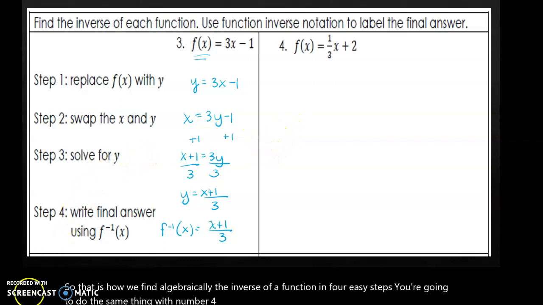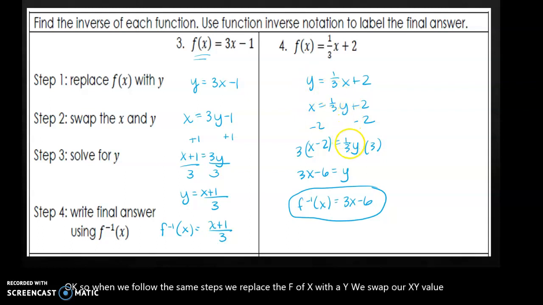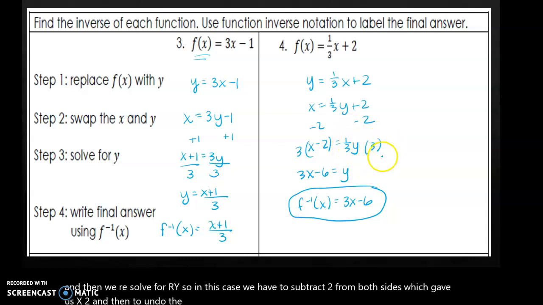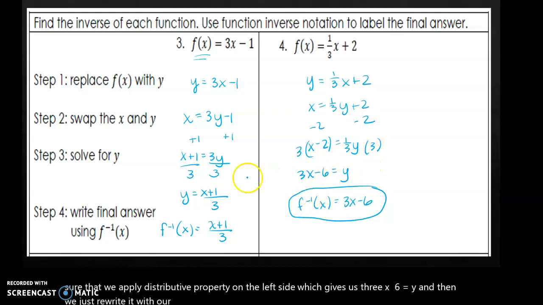So I'd like you to pause the video here, give it a try, and then see how you did. Okay, so when we followed the same steps, we replace the f of x with a y, we swap our x and y value, and then we resolve for our y. So in this case, we had to subtract 2 from both sides, which gave us x minus 2. And then to undo the 1/3 in front of the y, we multiplied both sides by 3, making sure that we apply distributive property on the left side, which gives us 3x minus 6 equals y, and then we just rewrite it with our function inverse notation.